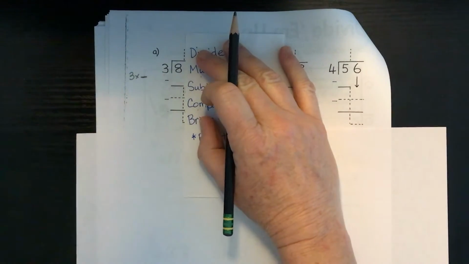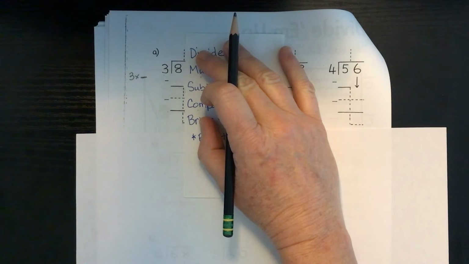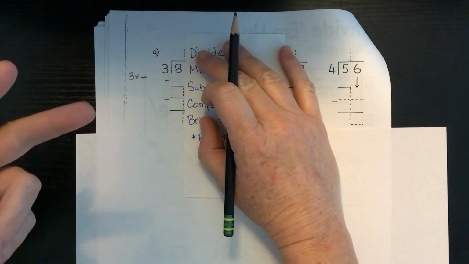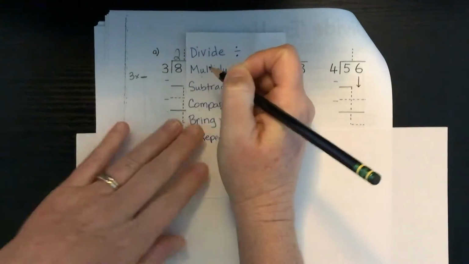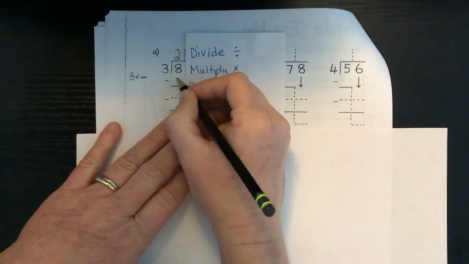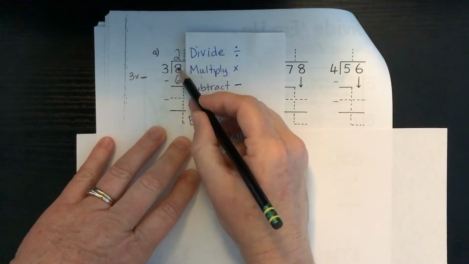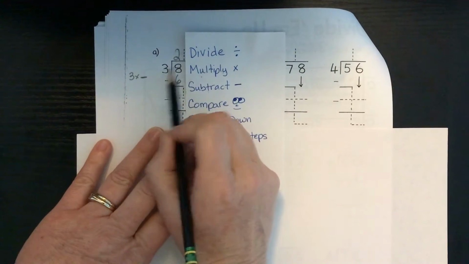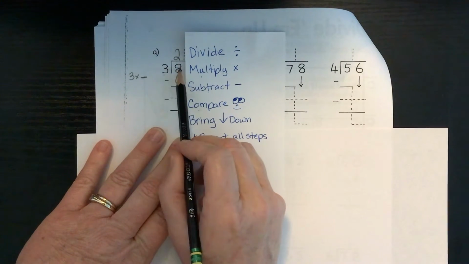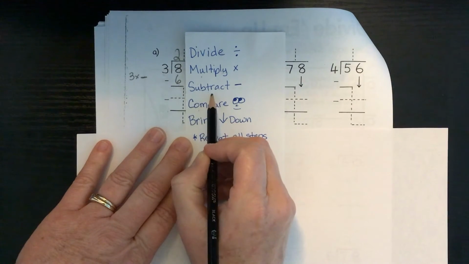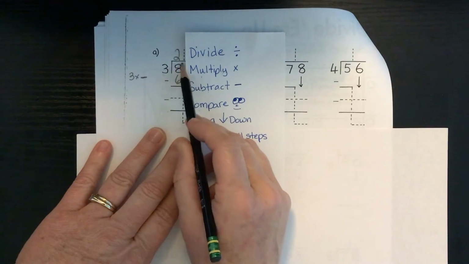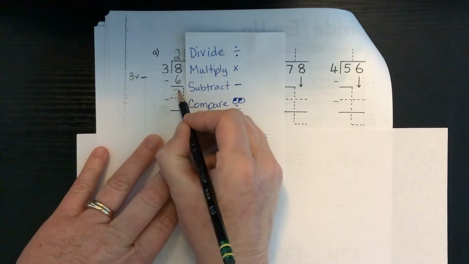3 divided into 8. I ask myself, 3 times what gets me as close to 8 without going over? I know it's not a very big number, so 3, 6, 9. 9's too big, so I know it must be a 2. That's my division. 3 times 2 is where I got my 6. Now 6 was as close to 8 as I could get. So again, 3 divided into 8 is 2, because 2 times 3 is 6, so that I can subtract and find the difference, since I couldn't get all the way to 8. So I subtract, I get a 2.